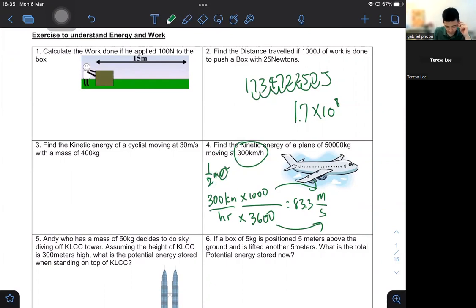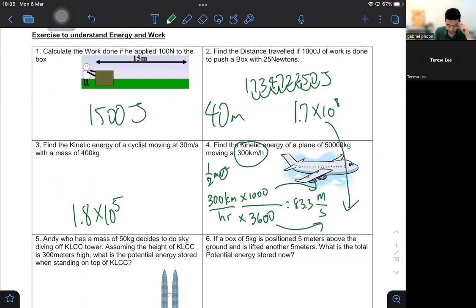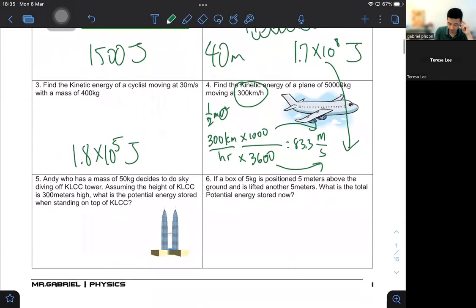Okay, what about the rest of the questions? Do you manage to do it? 5 and 6, are you done? Okay, check your answers. The first one here should be 1,500 joules. The second one should be 40 meters. The third one should be 1.8 times 10 to the power of 5. This one here should have been 1.7 times 10 to the power of 8.